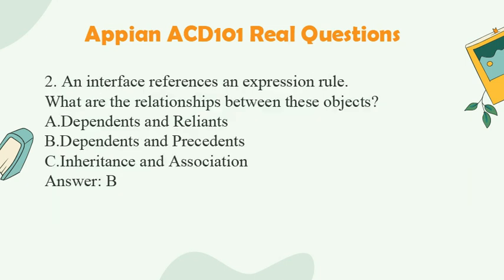2. An interface references an expression rule. What are the relationships between these objects? A. Dependence and reliance. B. Dependence and precedence. C. Inheritance and association. Answer: B.